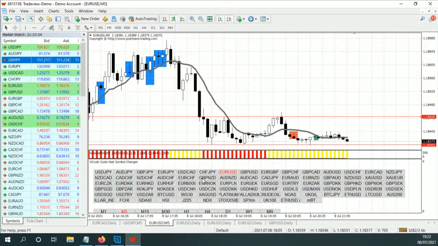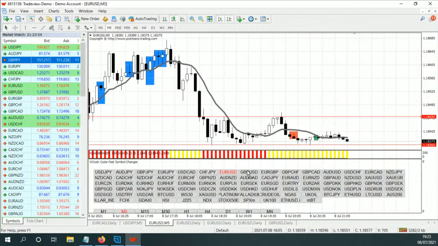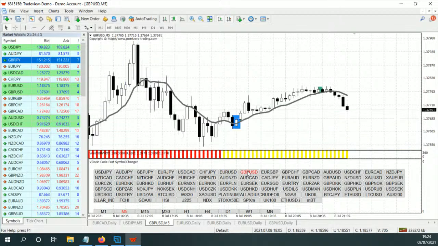Let me look at one more chart. Let me pick any chart now. GBP USD. Let's see what that says. All right, we'll look at one more before we go. See if there is any opportunity to trade that. You can trade gold with it, indices, any pair you like, any time frame.